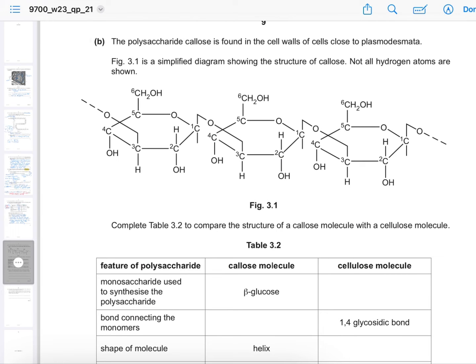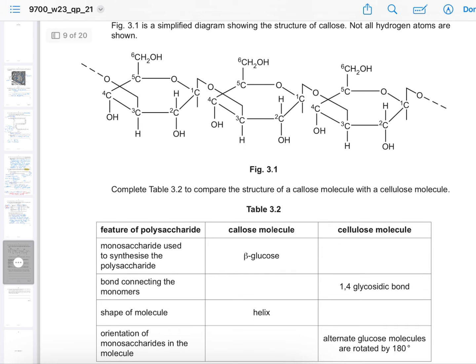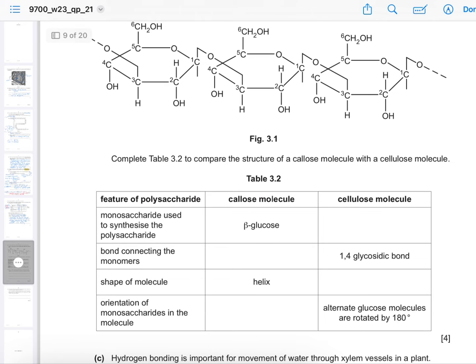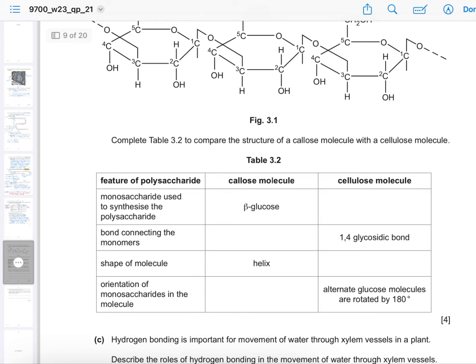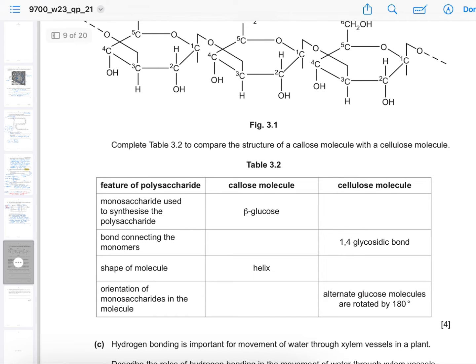Part B, the polysaccharide callose is found in the cell walls of cells close to plasmodesmata. Figure 3.1 is a simplified diagram showing the structure of callose. Not all hydrogen atoms are shown. Complete table 3.2 to compare the structure of a callose molecule with a cellulose molecule. Alright, so you need to be familiar with the structure of cellulose molecule to answer this question. First, you're supposed to compare the monosaccharide used to synthesize the polysaccharide.